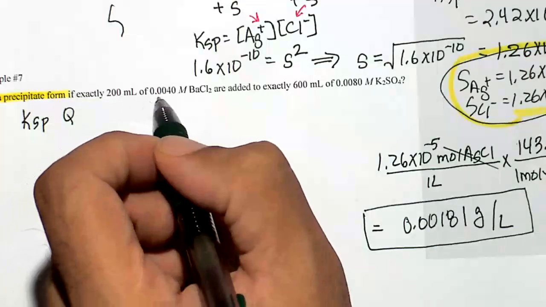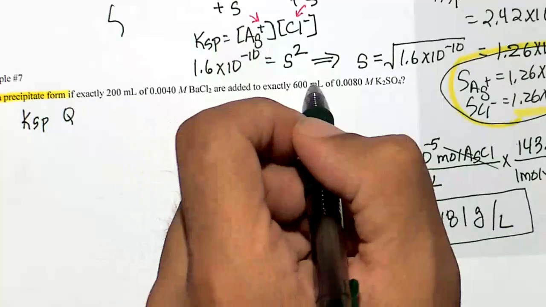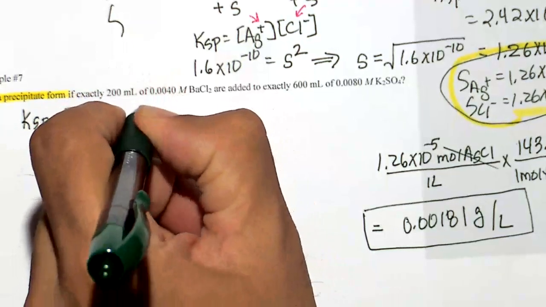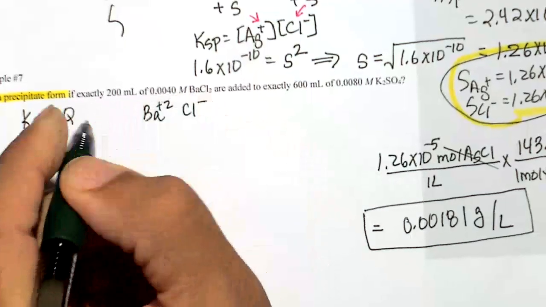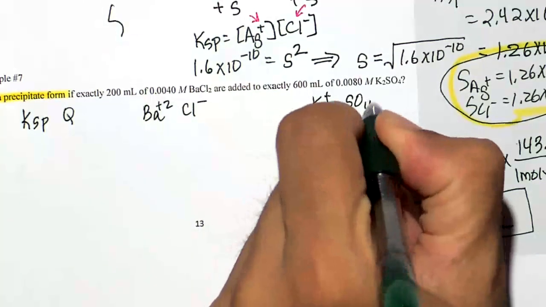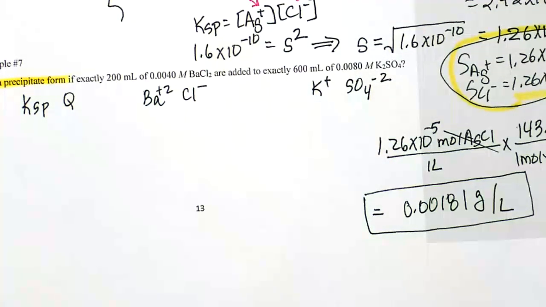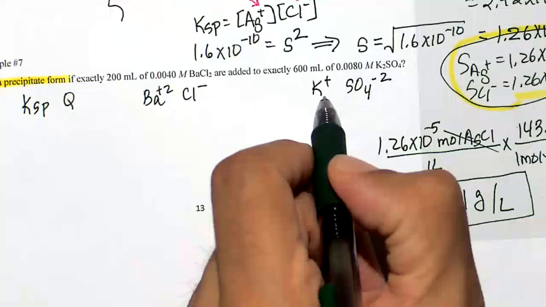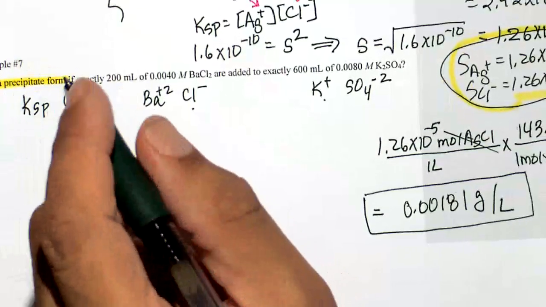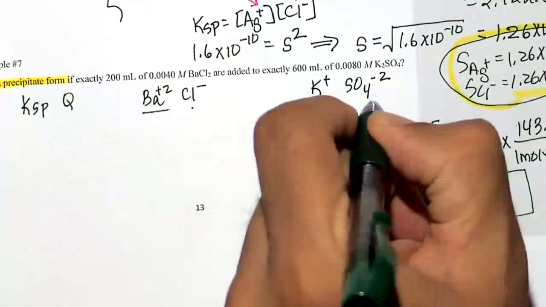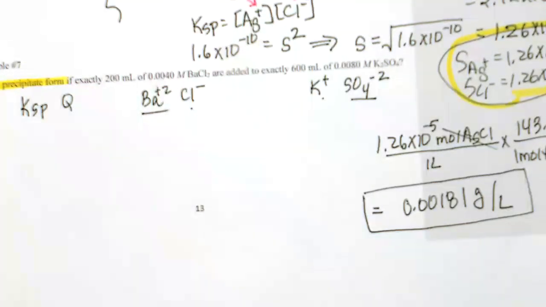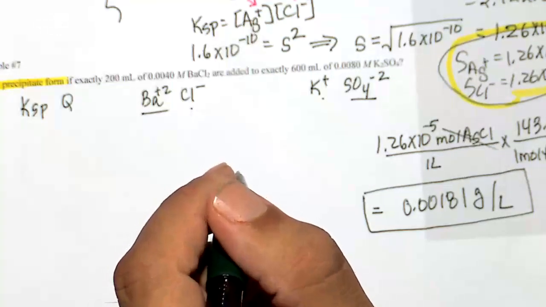Will a precipitate form if exactly 200 mLs of 0.0040 molar barium chloride are added to exactly 600 mLs of 0.0080 molar potassium sulfate? This barium chloride is in the form of Ba2+ and Cl minus, and this one in solution is K plus and SO4 minus 2. So this potassium ion and this chloride ion are spectator ions. They will not precipitate anything or be involved in the reaction. Actually this barium and this sulfate will react and form a solid. But is this enough to give you a solid, and that solid being barium sulfate?